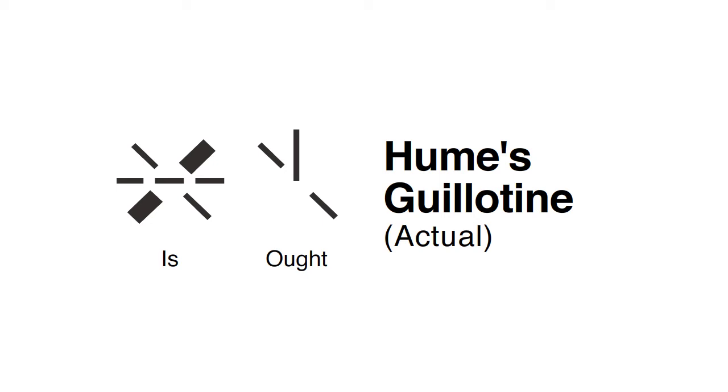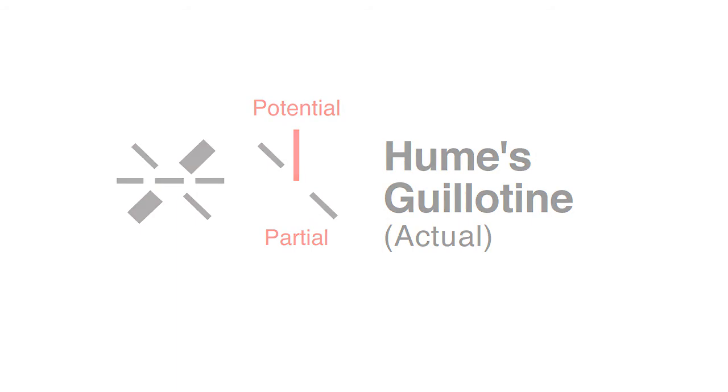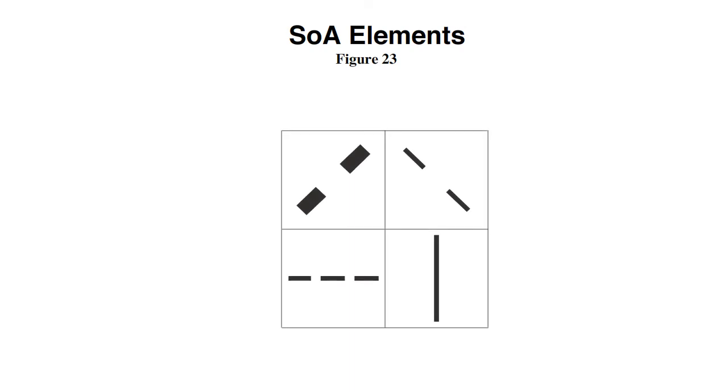An expansion of my theory uses sub-elements, sometimes referred to as partial or potential elements, depending on position, which will be explained in a later video. Now let's do some ontological chemistry. In this modification of Figure 23, I'm using 4 elements of my theory in a quadrant.